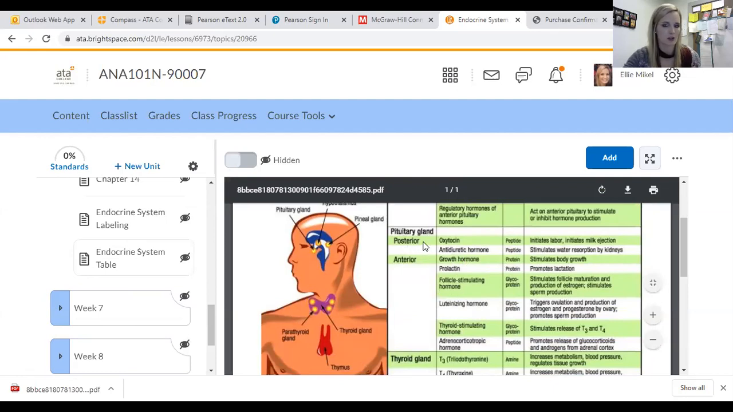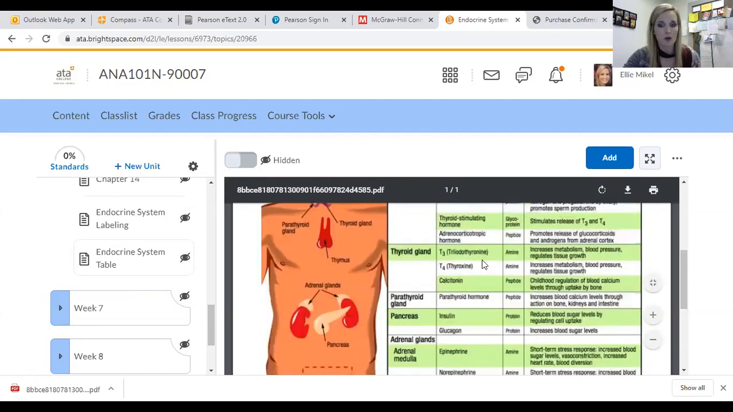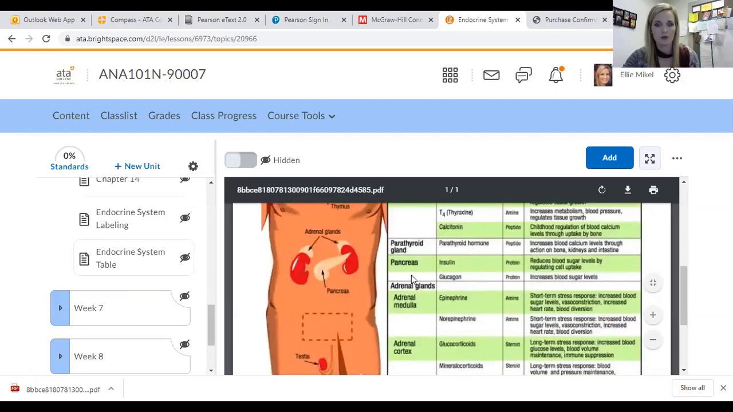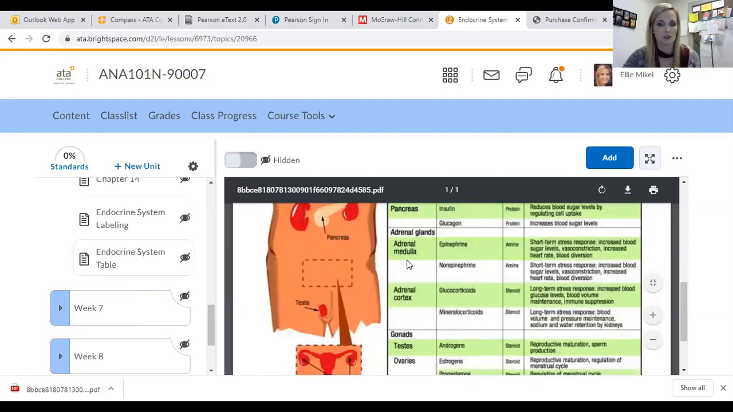So here's your posterior pituitary gland that we talked about in video 1 from this week. So there's oxytocin and the antidiuretic hormone. Anterior, so here are the different hormones that come from the anterior side, and then there are their results. So there's what they do. So there's your thyroid that we talked about today, T3, T4, and calcitonin, and here's what they do. The parathyroid, again, parathyroid hormone. The pancreas, insulin and glucagon that work opposite of one another. There's your adrenal medulla. Like I said, we talked about epinephrine and norepinephrine.